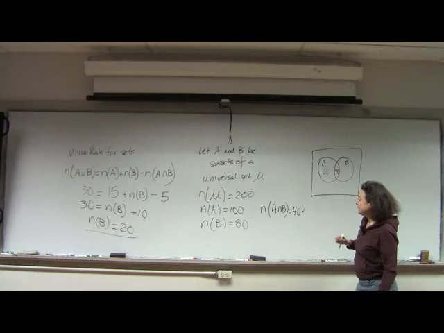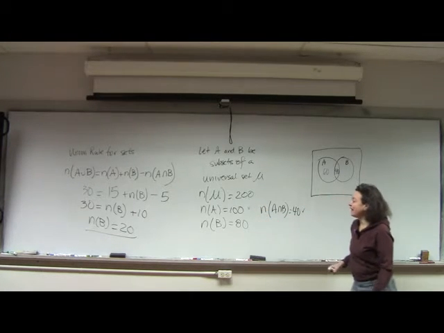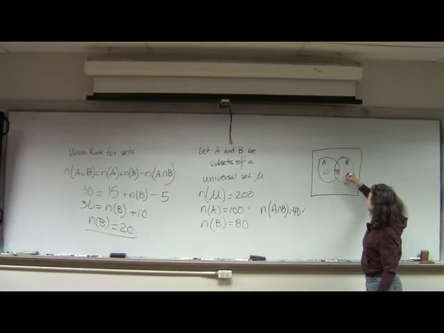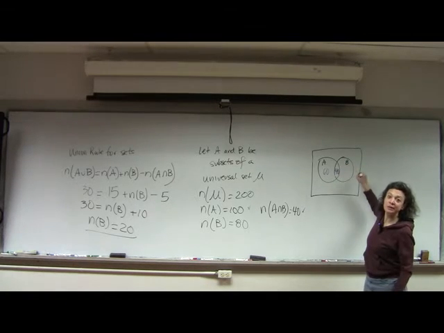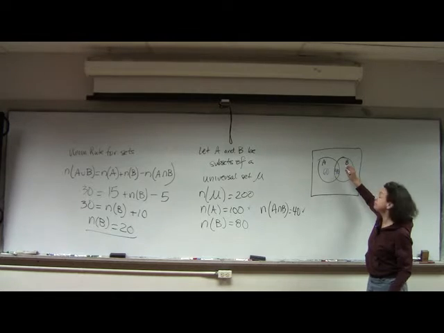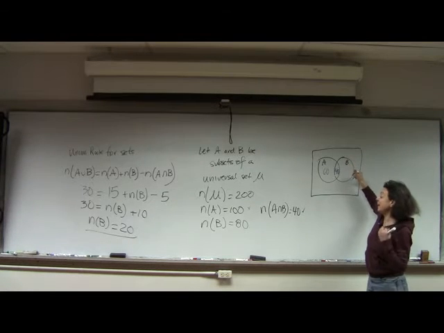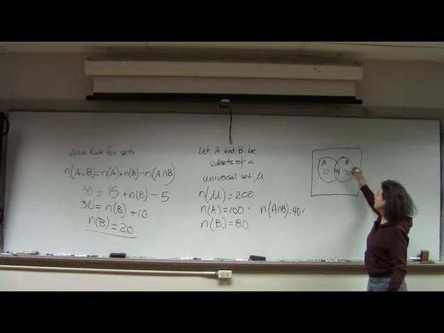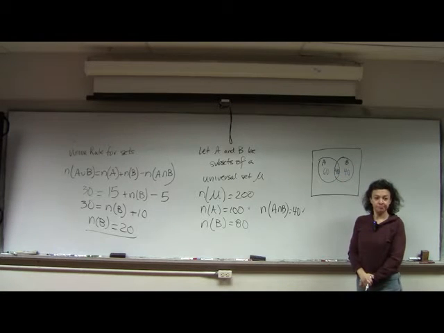Okay? Next, the number of elements in B is 80. B is this entire circle. And that has to add up to 80. I've already accounted for 40 of them. Therefore, 40 is going to go here.